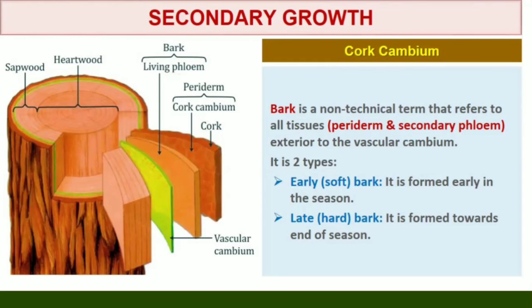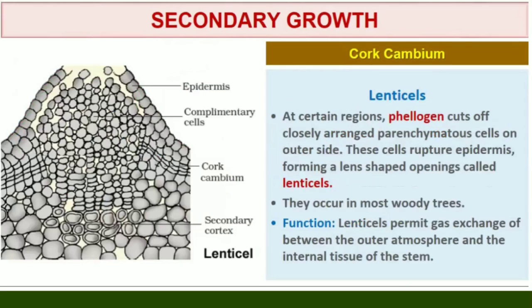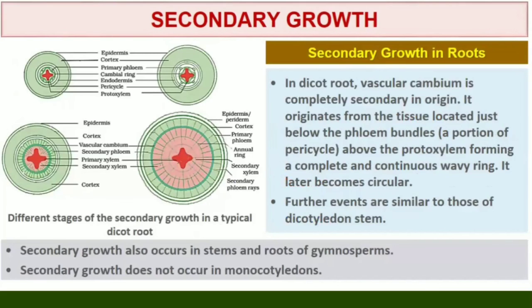At certain regions, the phellogen cuts off closely arranged parenchymatous cells on the outer side instead of cork cells. These parenchymatous cells soon rupture the epidermis, forming lens-shaped openings called lenticels. Lenticels permit the exchange of gases between the outer atmosphere and the internal tissue of the stem. These occur in most woody trees.